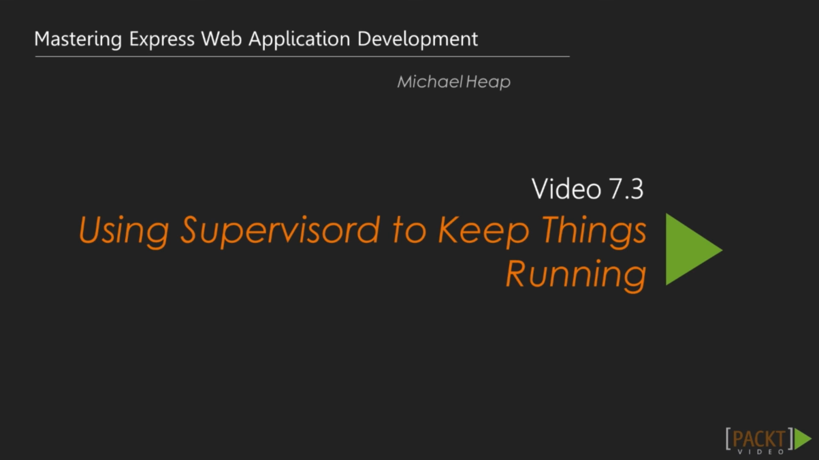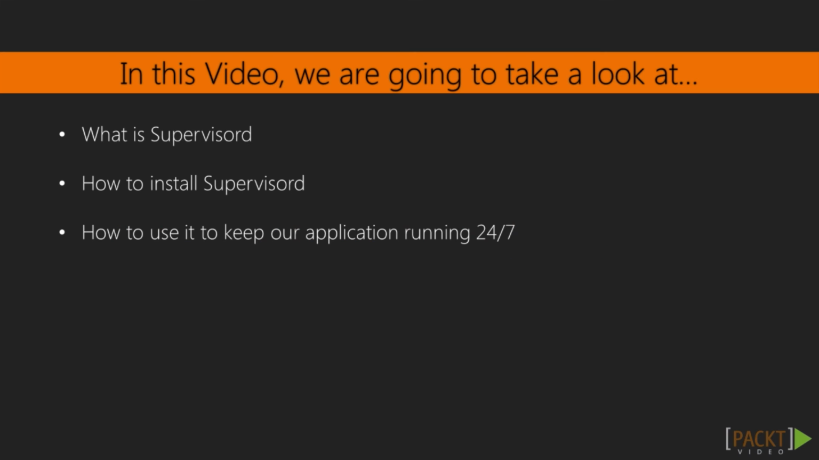Now that we've got our application deployed, we want to make sure that it continues to run forever. There are a few options for this, including tools such as Upstart, Forever, or PM2. Today, we'll be taking a look at a tool called Supervisor. In this video, we're going to use Supervisor to keep our application running 24/7. To do that, we're going to install the tool and configure it to monitor our application.